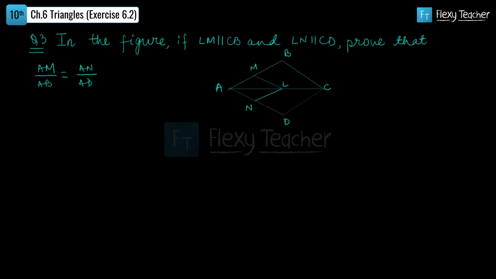Question number 3. In the figure, if LM is parallel to CB and LN is parallel to CD, prove that AM upon AB is equal to AN upon AD. Okay, so let us start the solution. We will start with what is given to us. Given: LM is parallel to CB and LN is parallel to CD.